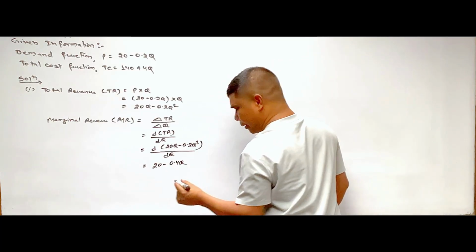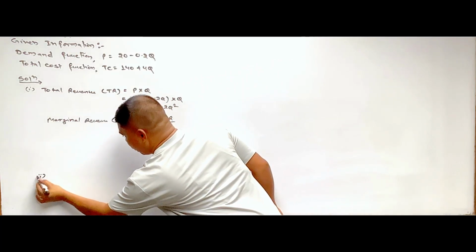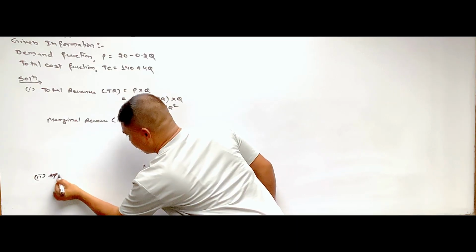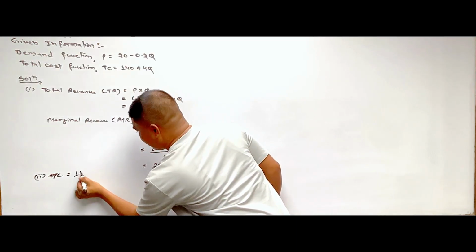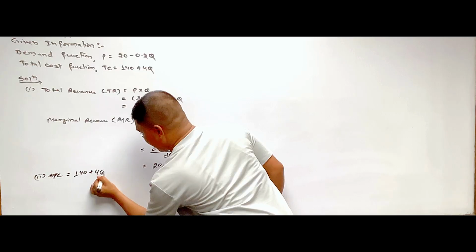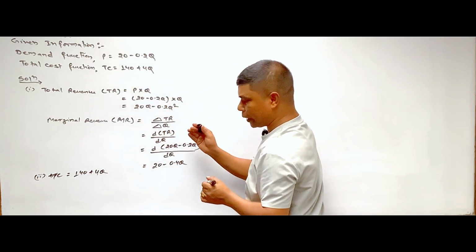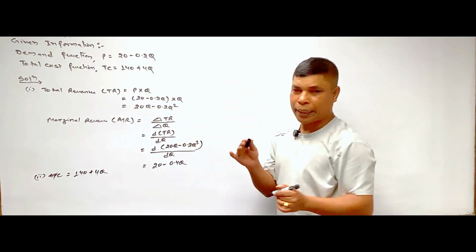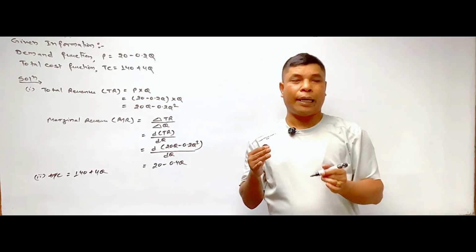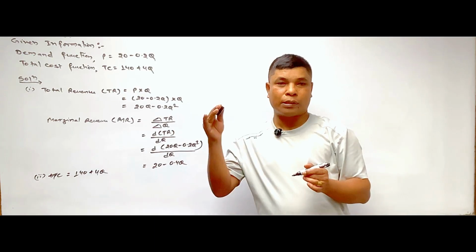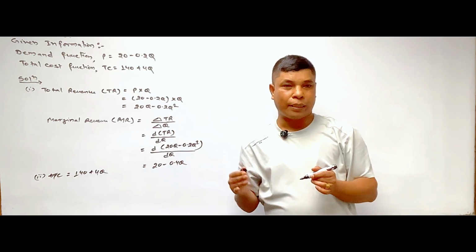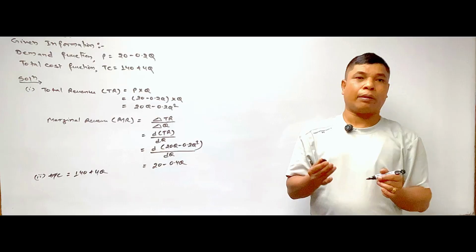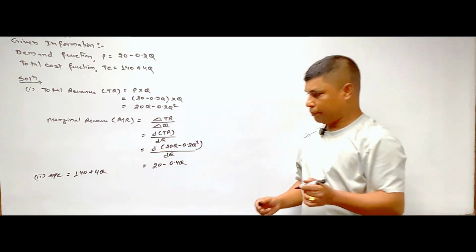Then for the second, we write the total cost function, which is 140 plus 4Q. It means fixed cost is constant at rupees 140, whereas variable cost is 4Q. Fixed cost is that expense which remains constant at different levels of output for some level of capacity, whereas variable cost changes for every change in output level.